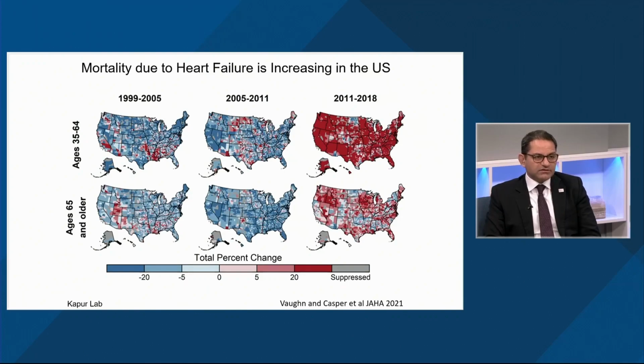So one of the areas that I think is really fascinating in the field of unloading right now is just this focus on heart failure. Despite all of our advances in drug and device therapy, we're still seeing in 2021 that there's an increase in mortality due to heart failure in the United States. And these are the typical colorized charts of the US map where you can see that change.